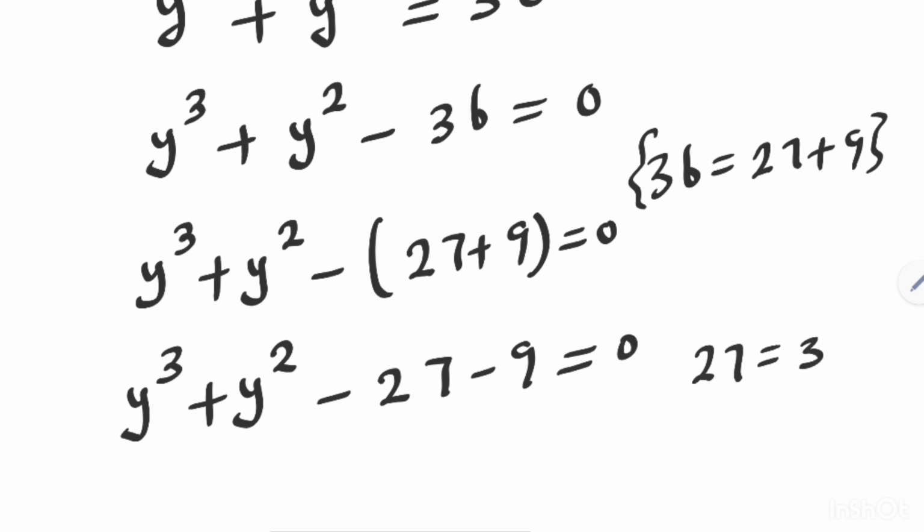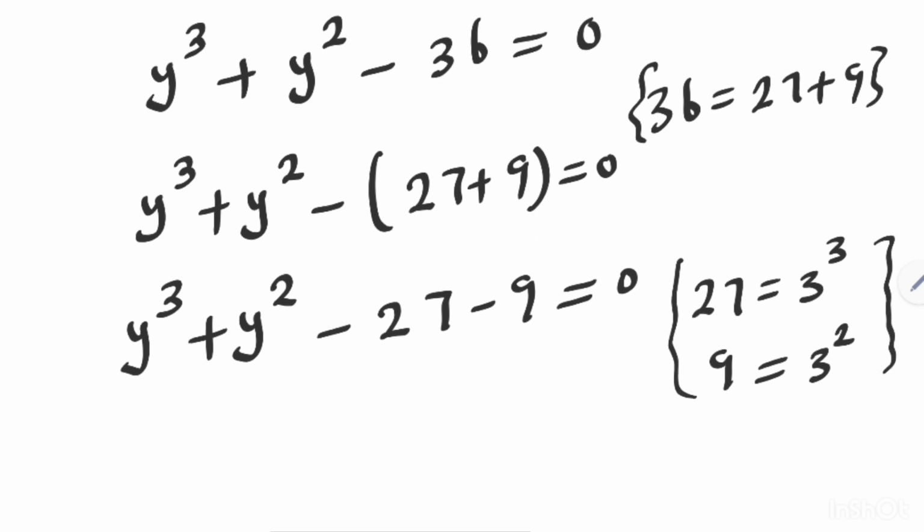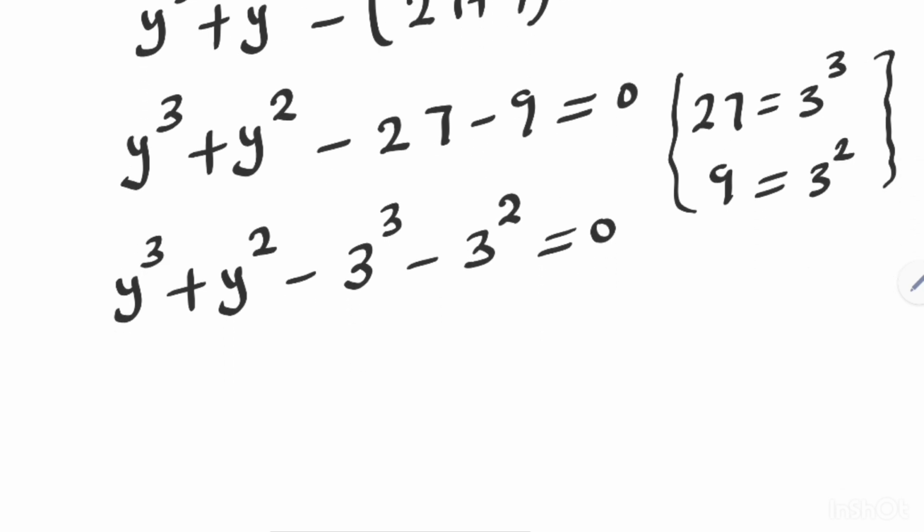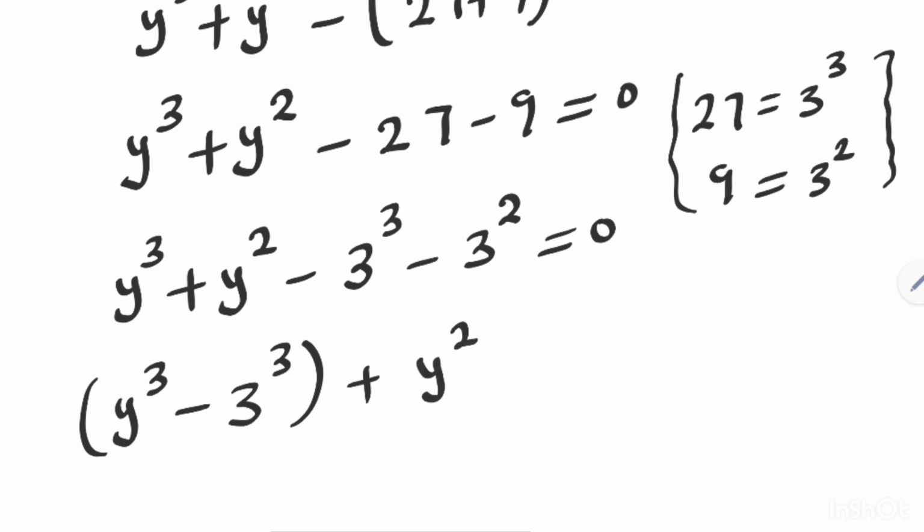27 is equal to 3 raised to power 3, and 9 is equal to 3 squared. y raised to power 3 plus y squared minus 3 raised to power 3 minus 3 squared is equal to 0. And this is y raised to power 3 minus 3 raised to power 3 plus y squared minus 3 squared is equal to 0.